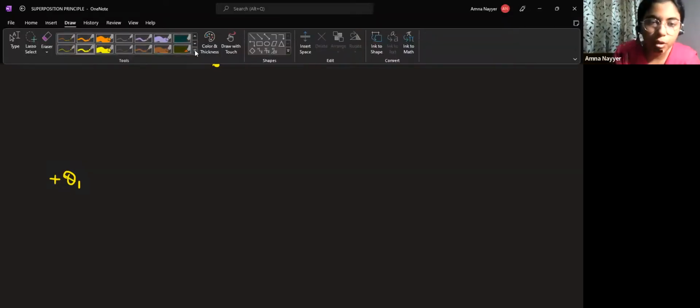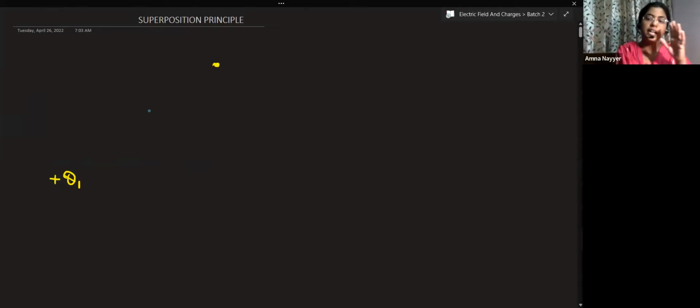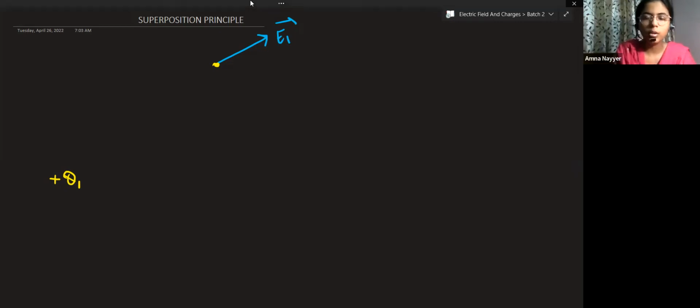As I told you in the last class, the electric field for a positive charge is directed away from the charge, and for a negative charge, the electric field is directed towards the charge. So if I have this positive Q1 charge, and at this point I want to calculate the electric field produced by Q1, I will move away from this charge. This will be the direction of the electric field because of plus Q1. Had it been negative, it would have been in this direction, towards the charge.